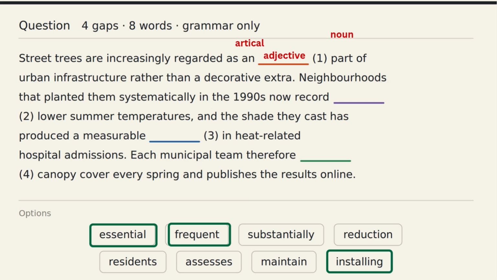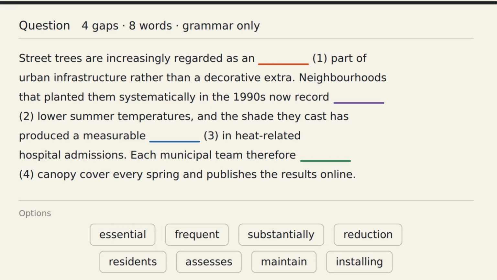It's an, not a. An comes before a vowel sound. Our other option starts with a consonant. Okay, two left. Now installing. Remember our little rule? An ing word can be an adjective. What would be here? Is the noun doing the installing? No, it's not doing an action, so installing doesn't work here. The answer is essential. That's it.